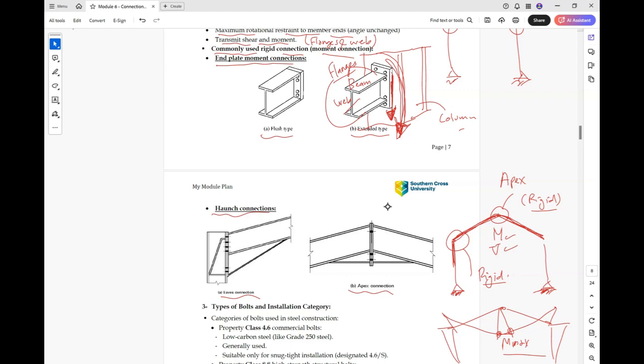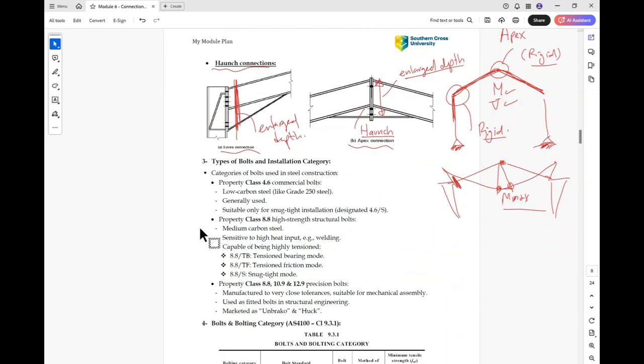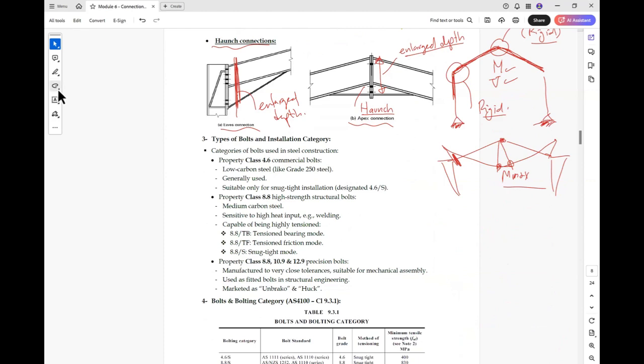The moment at this point is larger than on the other side of the beam, so that's why we need the haunch. What is the use of this haunch? It gives you enlarged depth at this section, so you have a bigger section. Here as well, you have a bigger moment, that's why you have enlarged depth. So these haunches are mainly for increasing the section to resist the high moment in this area.